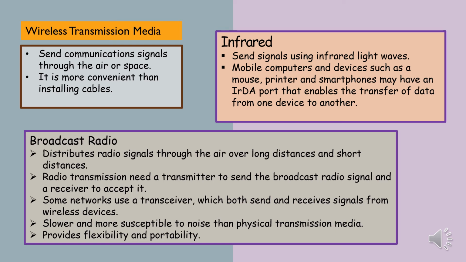Broadcast radio is slower and more susceptible to noise than physical transmission media, but it provides flexibility and portability. Bluetooth, UWB, and Wi-Fi communication technologies use broadcast radio signals. Bluetooth and UWB are alternatives to infrared communication, with the latter designed for high bandwidth transmissions.